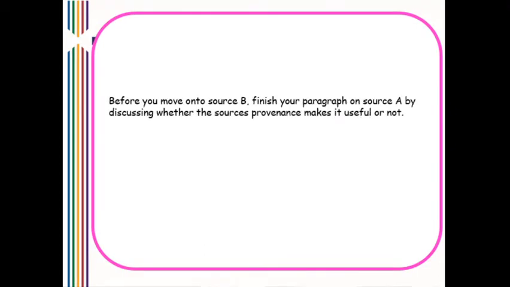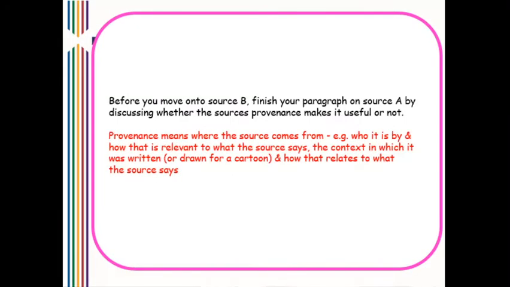So before we move on to tackle source B and do exactly the same for B, we must finish our paragraph on source A by discussing whether the source's provenance makes it useful or not. So this is where we bring in that word provenance. So the word provenance often does scare students. Don't be scared of it. Provenance literally just means where the source comes from. So for example, who it is by and how that is relevant to what the source says. The context in which it was written or drawn, for like a cartoon.